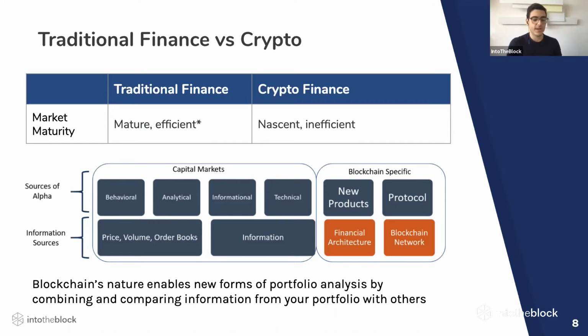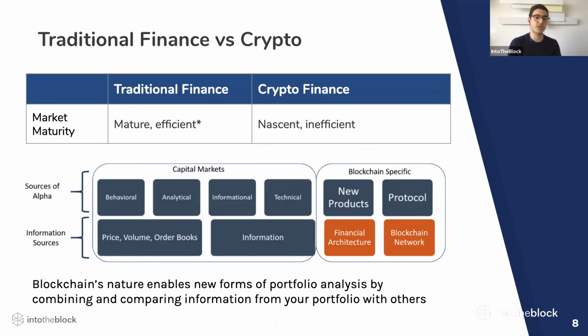There is a whole completely different set of incentives for the actors involved. So that brings completely new business models and ways to price assets, which can lead to different sources of alpha. And of course, there's the blockchain network that enables protocol-specific sources of alpha.